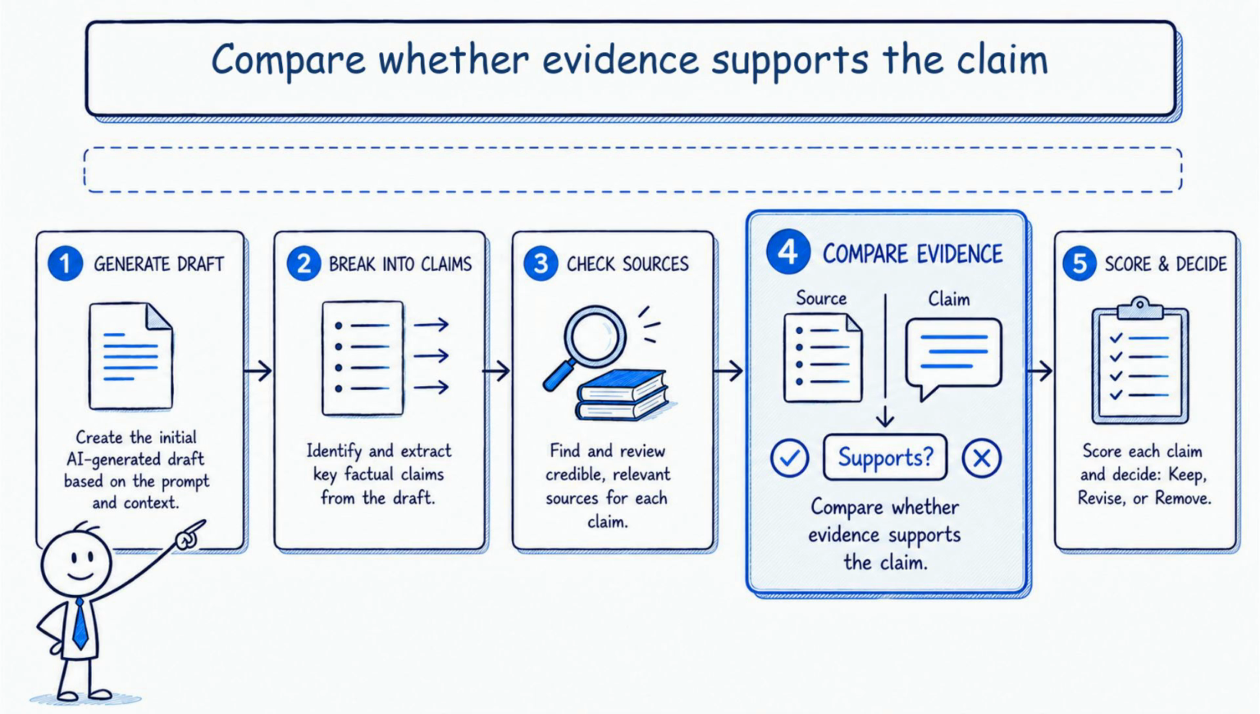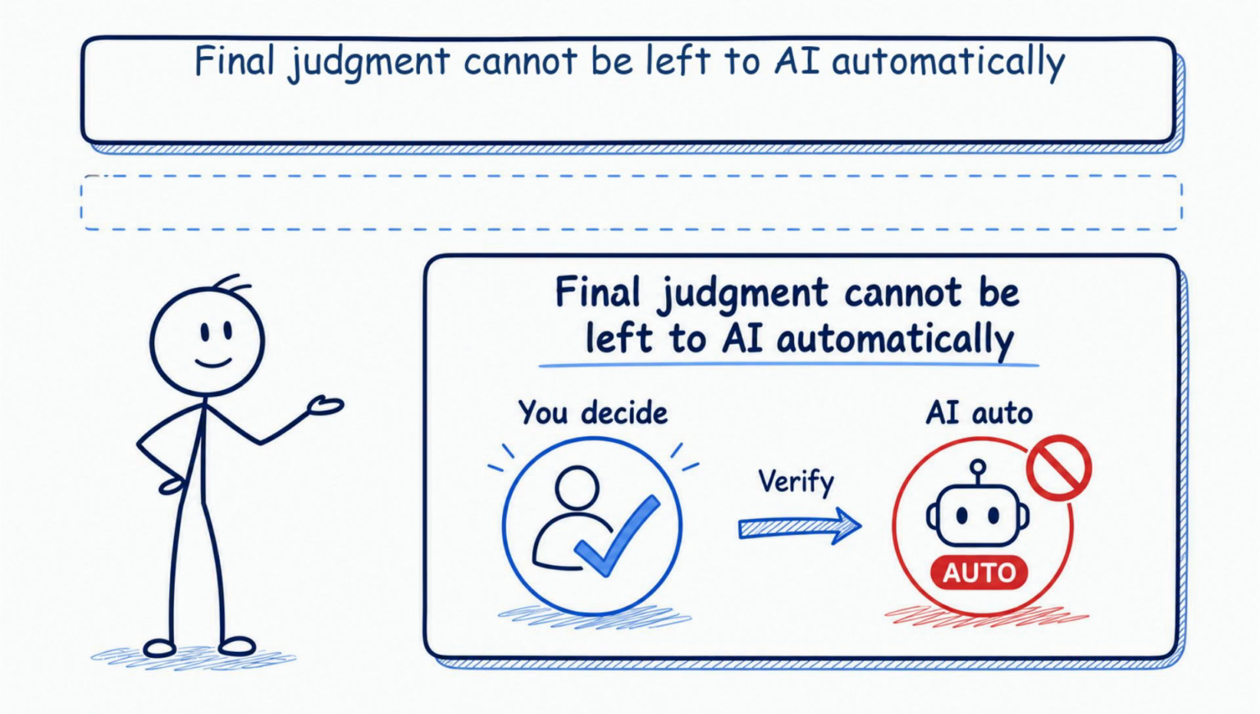So the next time you use ChatGPT to generate material, remember this order. Generate the first draft. Break it into key claims. Check whether the sources exist. Compare whether the sources actually support the claims. Then, score each claim and decide what to do with it. ChatGPT can help you organize and understand information faster, but the final judgment should not be handed over to it automatically.